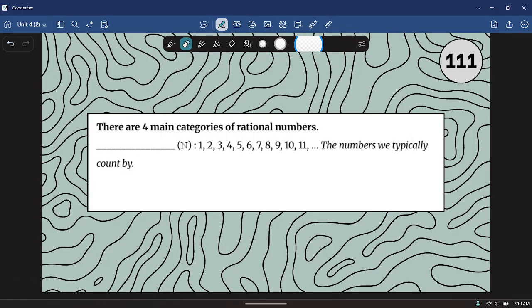On page 111, that's the same page we're on. So there are 4 main categories. The first one is going to be the natural numbers. These are the numbers that we typically count by 1, 2, 3, 4, 5, and it keeps going. You will notice that we gave you the shortcut, which looks like that. If you ever decide to get a degree in mathematics, a lot of times you take a lot of shorthands, so you don't have to write out a bunch of words. This is what that is, pretty much.